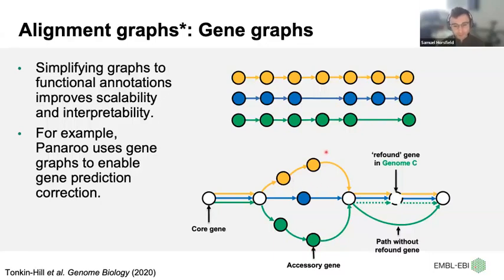There's also some tricks that Panaroo uses to enable improved annotation, so refinding genes. If a gene is missing in, say, the green genome, but present in the yellow and the blue genome, it can use that information to actually search for that gene in the green genome and refind it if it was misannotated, for example. And there's some other tricks that it uses as well that I'll go into detail in a later slide.